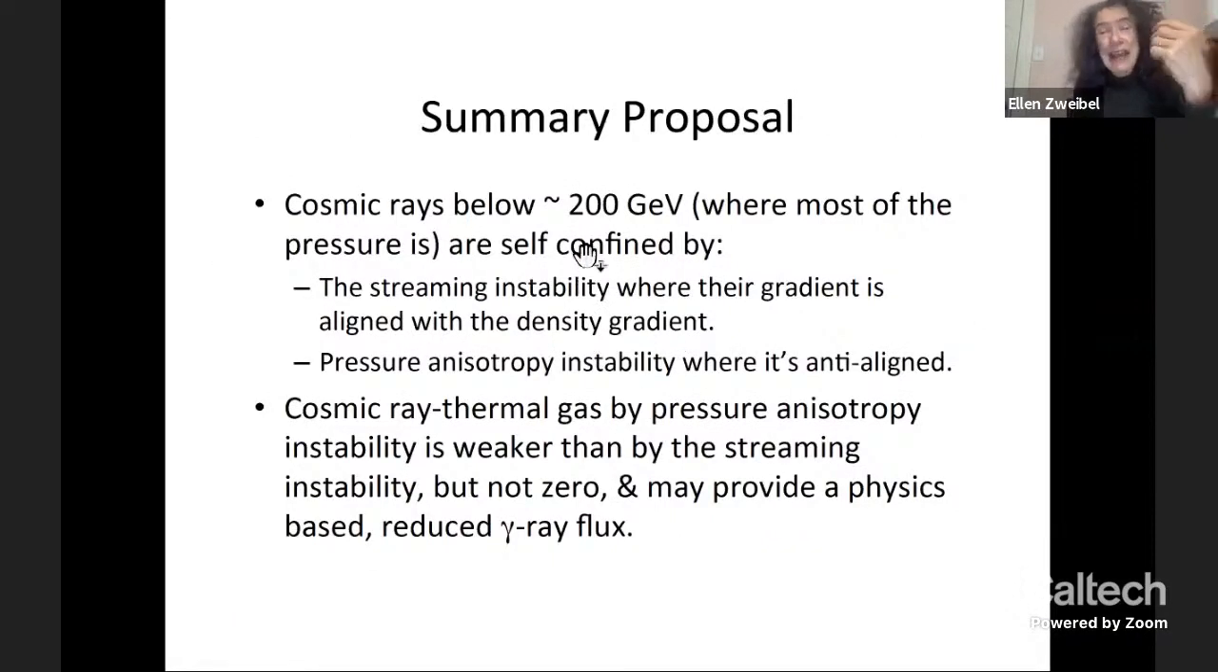So what I'd like to propose is that self-confinement by the streaming instability works when cosmic rays are streaming down their pressure gradient, and the pressure gradient and the density gradient are aligned, both going down, both going up. But when they're anti-aligned, there's pressure anisotropy instability. And the pressure anisotropy instability does couple the cosmic rays to the thermal gas, but it's weaker. And it gives you a very diffusive system, which may be what's required to reduce the gamma ray flux. So remember, this was one of the alternatives. This was one set of models that work better, models with a big diffusion coefficient.